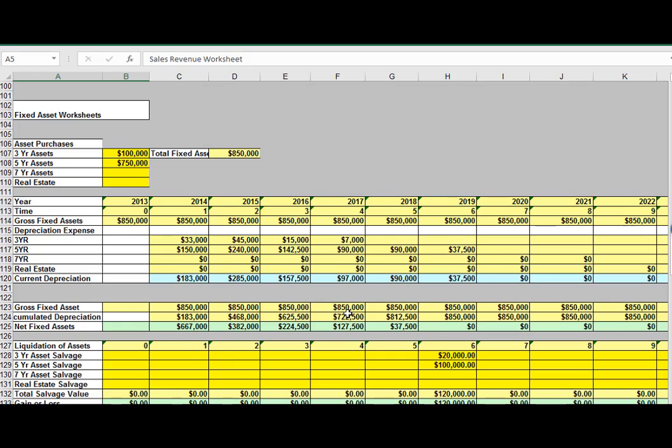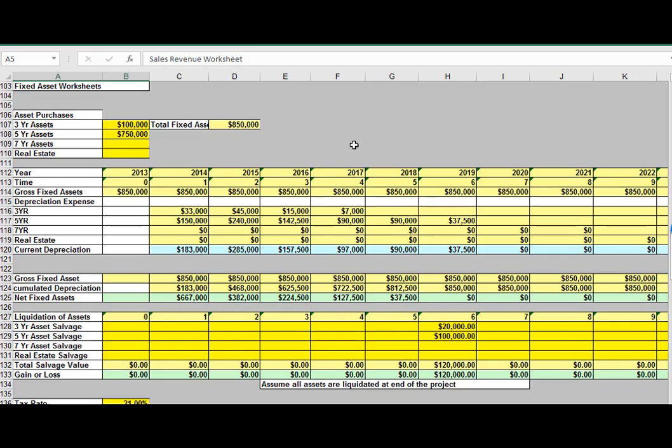We also need to incorporate what are the fixed assets that we need. We're going to buy 2 assets, $100,000 in a 3-year asset and $750,000 in a 5-year asset. When we incorporate that, you'll see that the asset shows up. Here's the values. Now here's the depreciation schedule for these assets. It's calculated for you. You don't have to do anything other than input the data here. That also then calculates what our net fixed assets will be on our balance sheet.